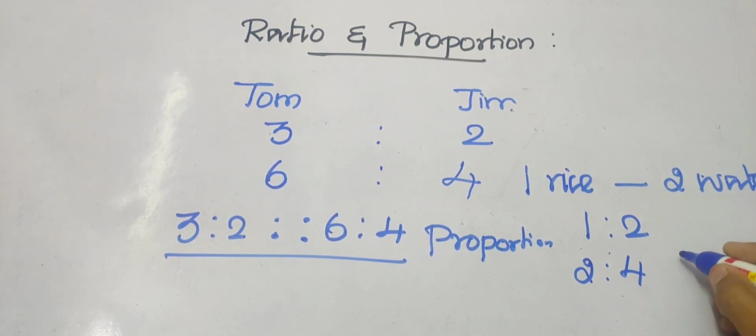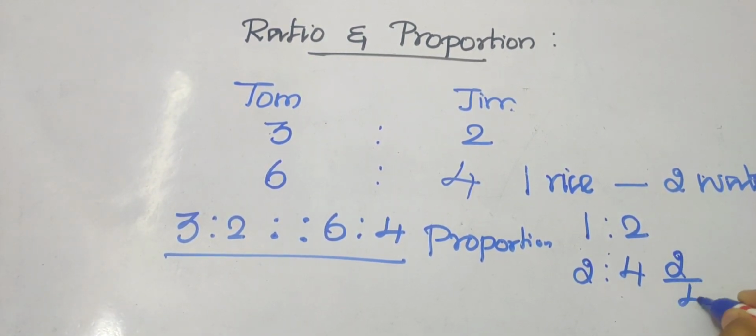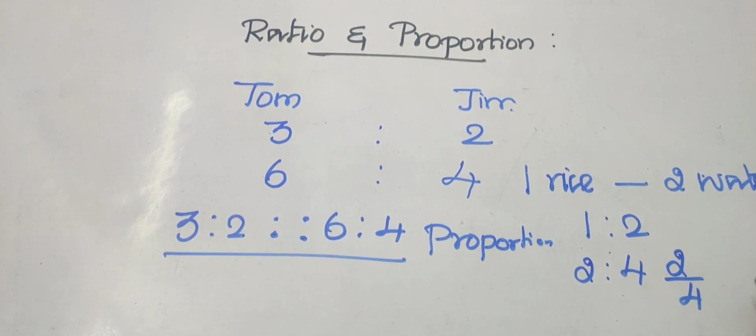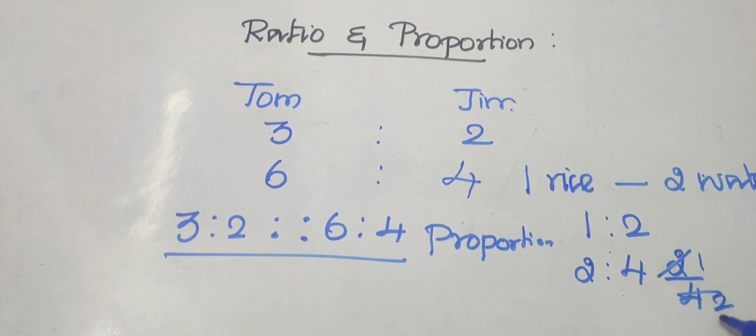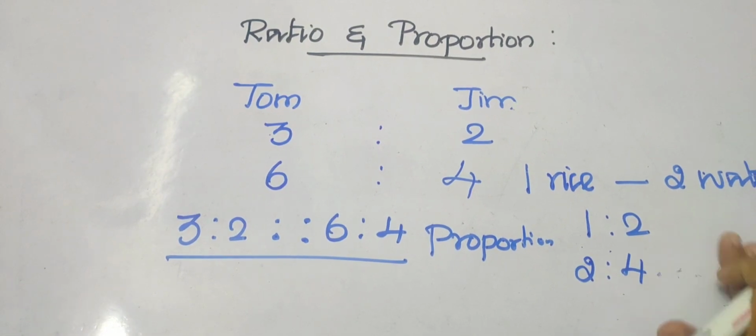If you are simplifying this, how will you simplify? 2 upon 4, we can write this as 2 upon 4, right? We can cut this by the 2 table. 1 2 is 2 and 2 2s are 4. We got the same answer now, right? 1 upon 2. 1 by 2 we got. So we are calling it proportion. How will you write the proportion?